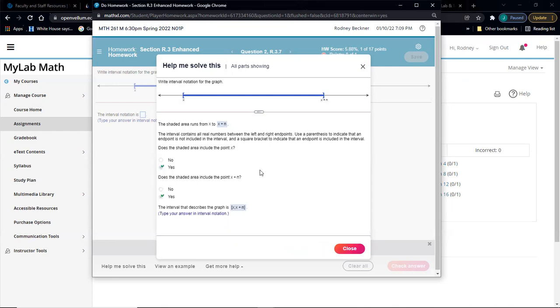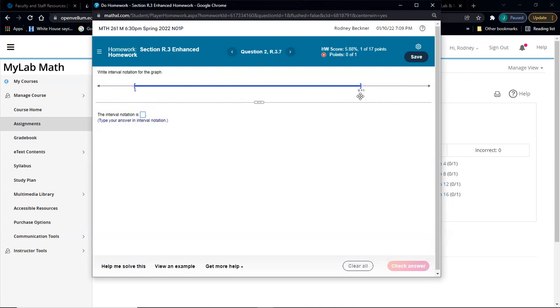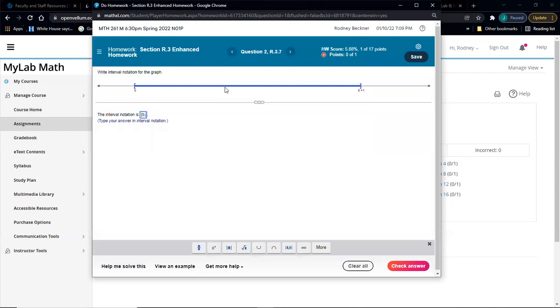Oh, it did change. All right. See, this changed to a B and this changed to a B plus T. Well, I think I got the concept now. So bracket B, comma, B plus T. Parentheses, right? Oh, nope. That's going to be a bracket. Check it. We got it right. And now we're good. Very cool.